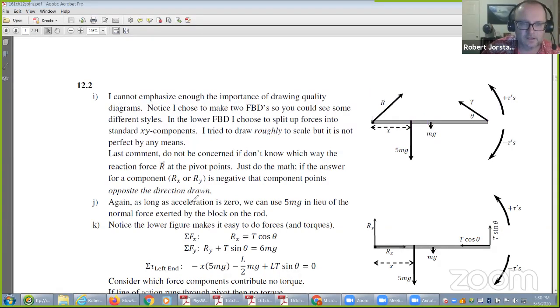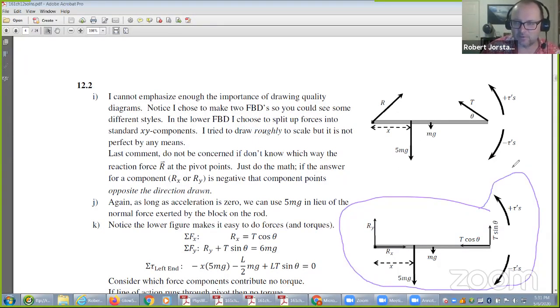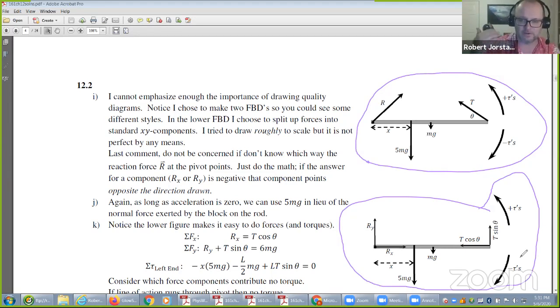Now notice what I did here. I did the same problem again. It's not like I just took this one and split it into components so I could see it better. Lots of pictures saves you time. If you draw lots of pictures, it seems like it's going to take longer, but you get done faster. I cannot emphasize that enough.